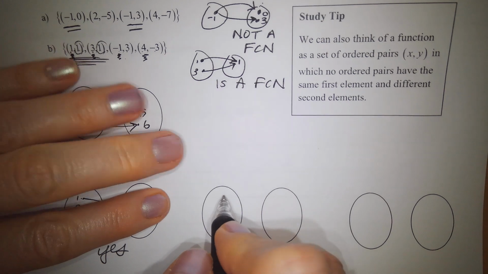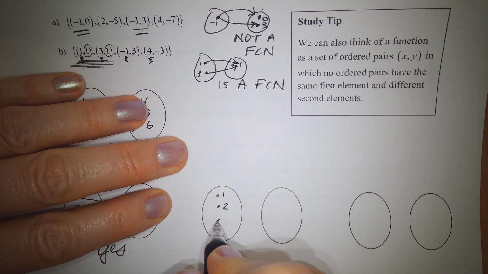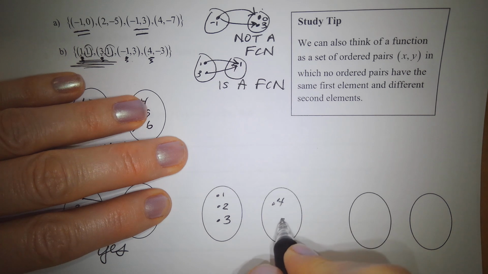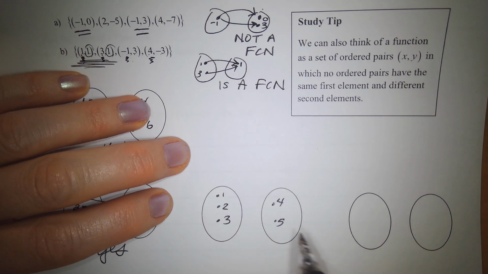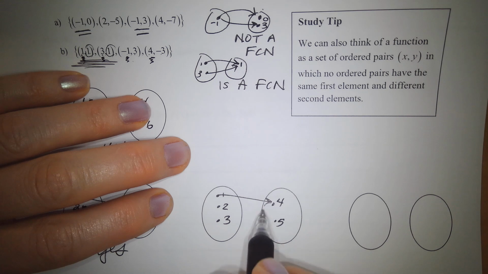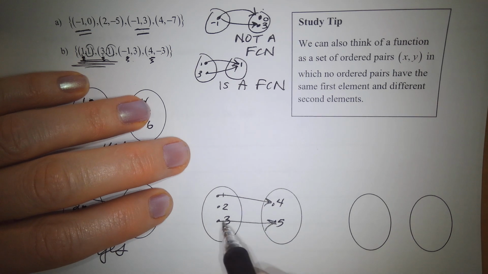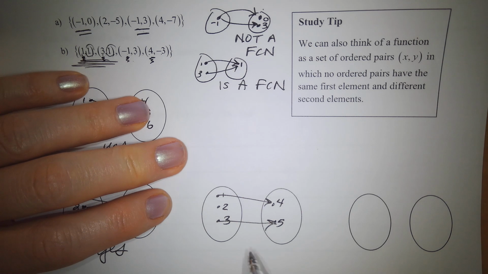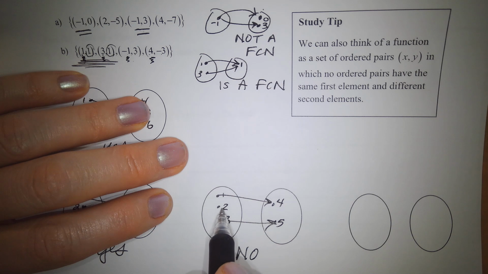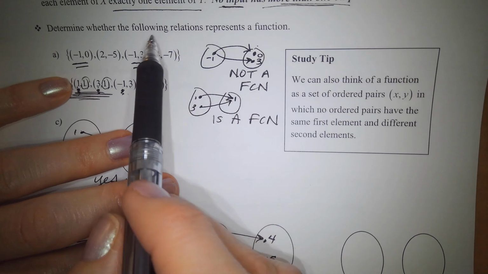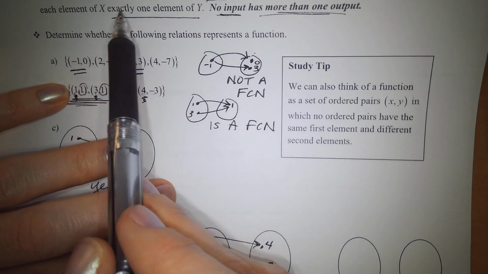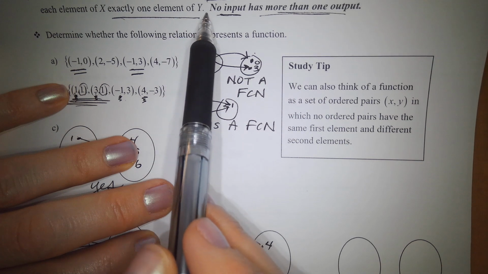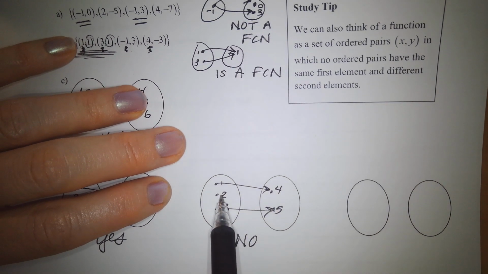Let's try one over here. What if I have 1, 2, 3, 4, and 5? So here we've got 1 goes to 4, 3 goes to 5, and I don't have 2 being mapped to go anywhere. This would be an example of not a function. It is not a function because for every input there has to be an output. The definition that we set up here says every x has exactly one y. This x does not have a y, so therefore it is not a function.